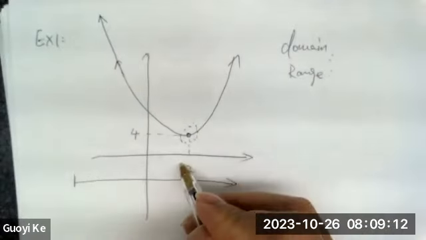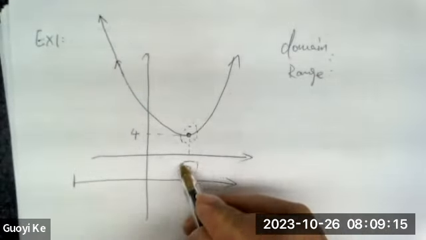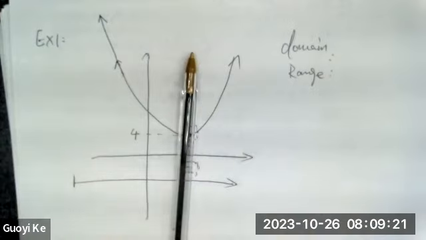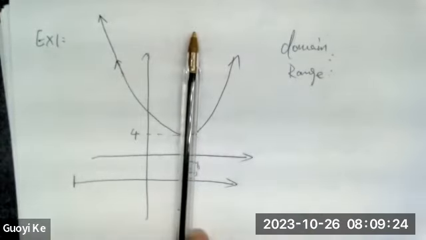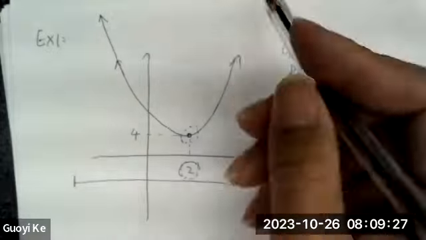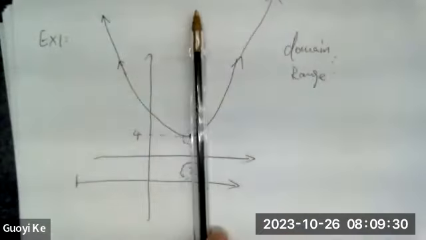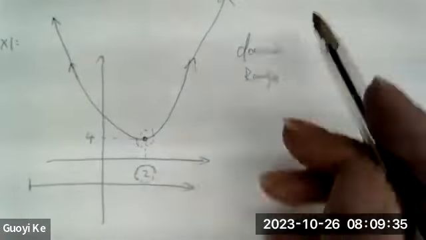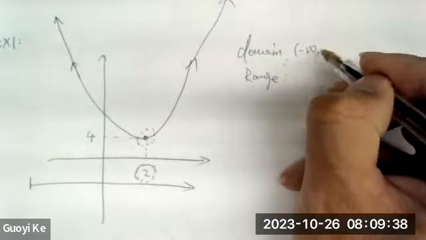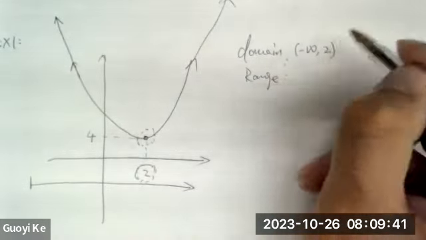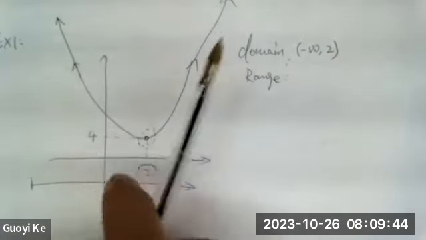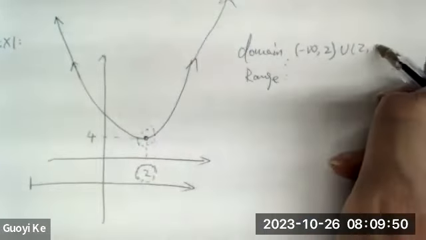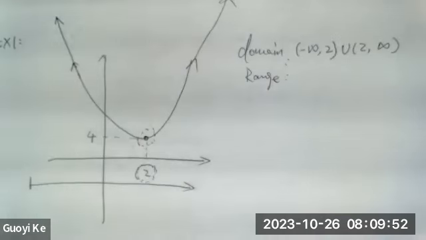For 3 seconds, and we have x value 2. Now we continue to move our pen from this point. We continue to move the pen because the curve always goes up. That means we move the pen to infinity. So the domain is from negative infinity to 2, union 2 to positive infinity. Two parts.